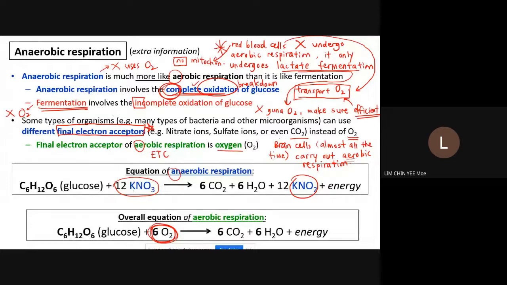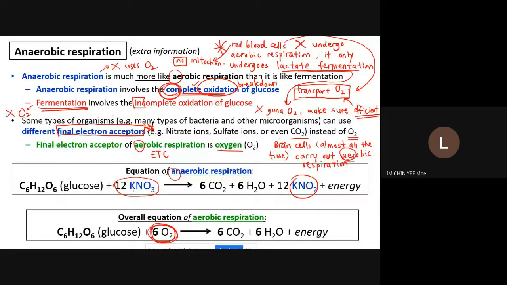Because they can only survive a short time without oxygen, maybe 1 to 3 minutes. Compared to all other body cells, brain cells cannot tolerate a longer time without oxygen. That's why we say brain cells only carry out aerobic respiration. If they can do lactate fermentation, it's only for a very short time, just a few minutes. After that, the brain cells will start to die.